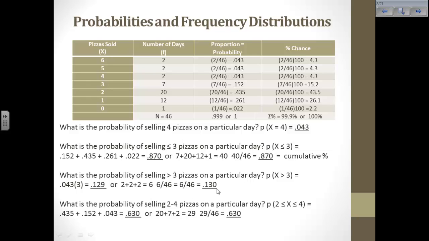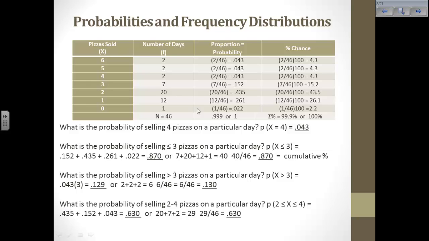Now you should also notice that you could have used the complement rule here, because remember, when you add up all the probabilities for all the possible outcomes, you get something close to 1. If we didn't have rounding error, it would be exactly 1. So you could have also found this: if it's not less than or equal to 3, then it's greater than 3. 1 minus 0.870 would have given you 0.130.